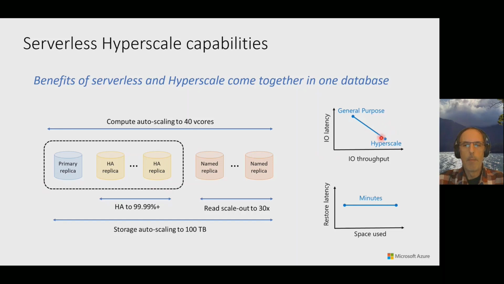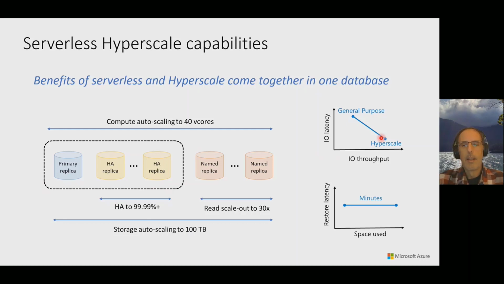So another facet that makes hyperscale unique relative to the general purpose tier is its layered caching hierarchy. And because of that, it's able to offer superior I/O performance. So for example, I/O throughput in hyperscale can scale all the way up to 100 megabytes per second, independent of whatever the compute demands happen to be.